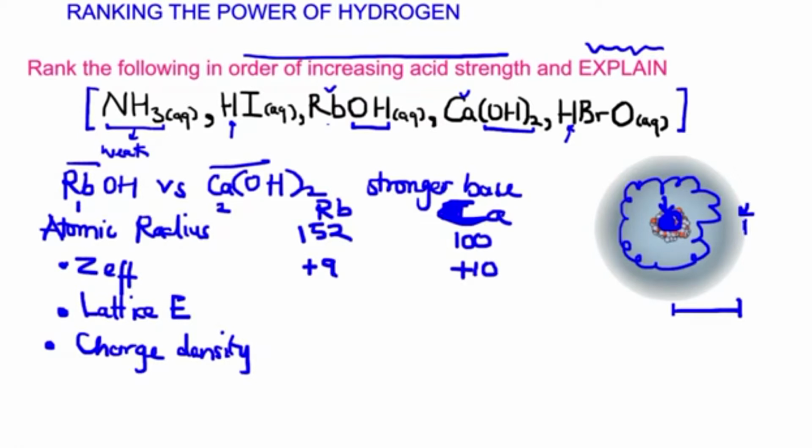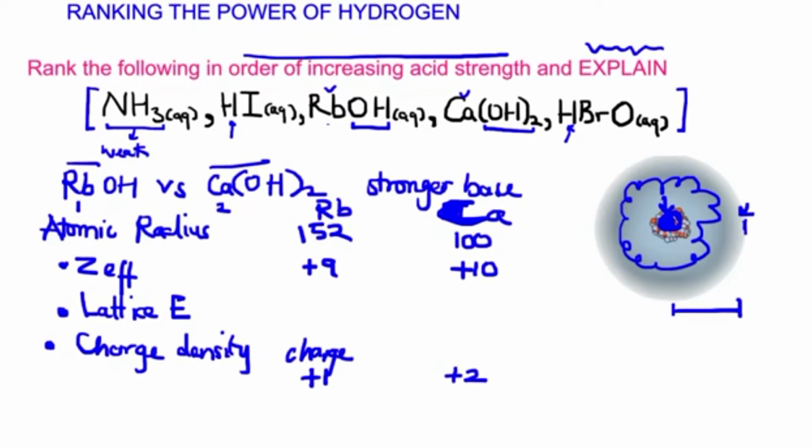And also if you're looking at the lattice energy, we notice it actually depends on charge density. Rubidium shows a smaller charge density, which is based on the combination of our charge, where rubidium has a charge of plus 1 versus that of calcium, which has a charge of plus 2.